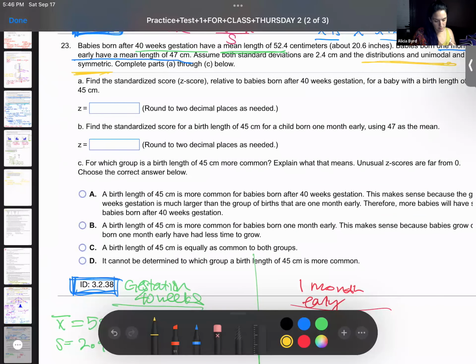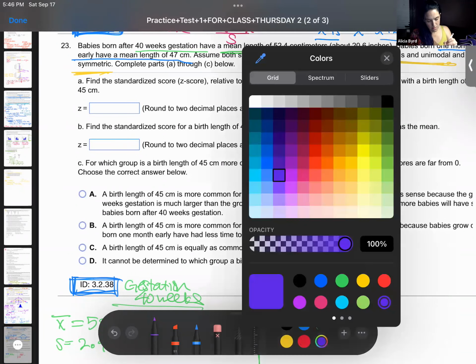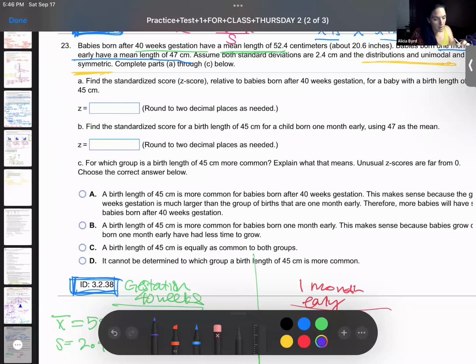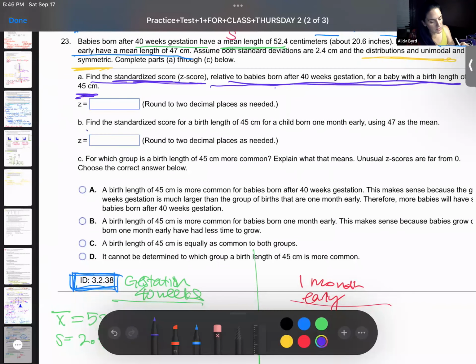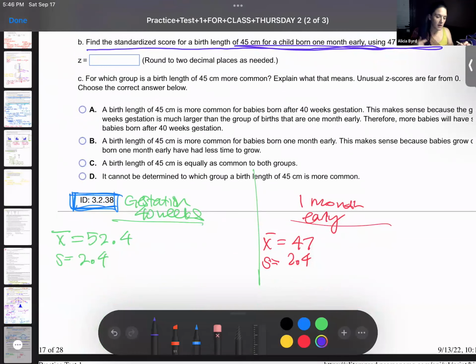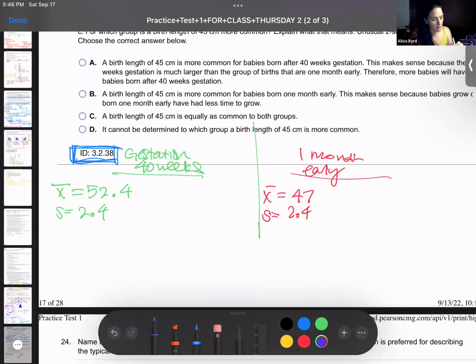So that's part A. Let's look at this. For part A right here, let me get a different color. Okay, I guess that looks good. Find the standardized score relative to babies born 40 weeks of gestation for a baby born with length of 45 centimeters. And then we're going to do the same thing again for a baby born 1 month early using 47. I kind of looked at it and had an idea what I was going to do, so I set the two up. For me, it's easy if I break things into parts like this.